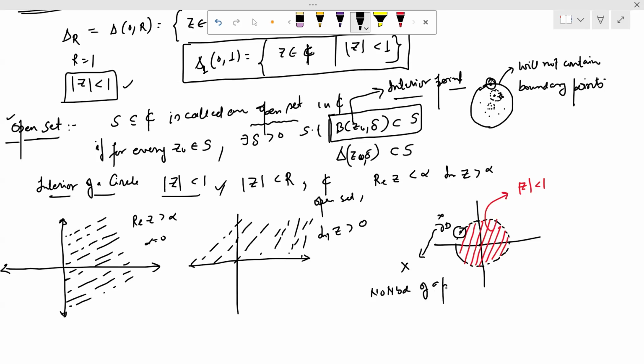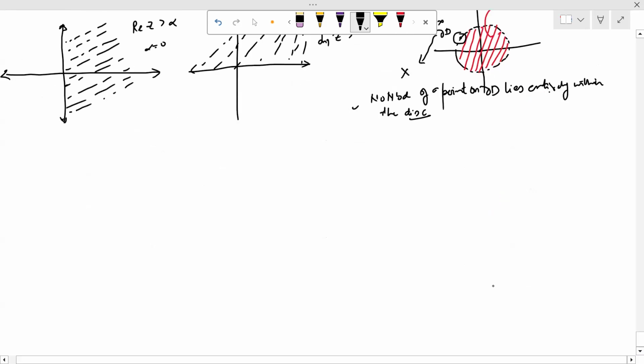Remember that no neighborhood of a point on the boundary lies entirely within the circle or within the disk. Therefore, boundary points are not in the open set. So what are they called? They are said to form something called a closed set.